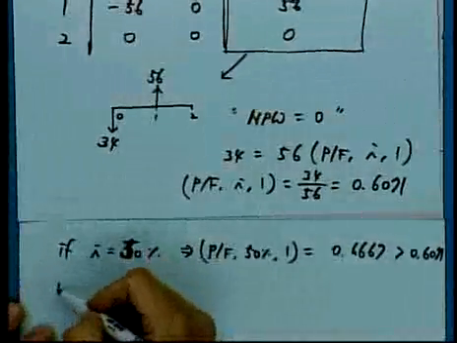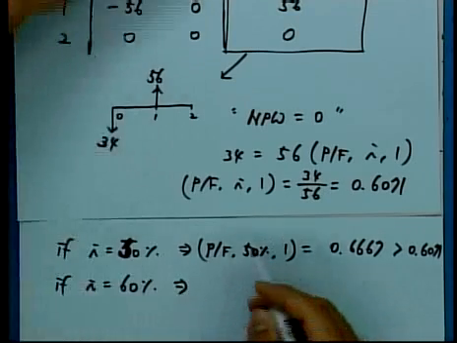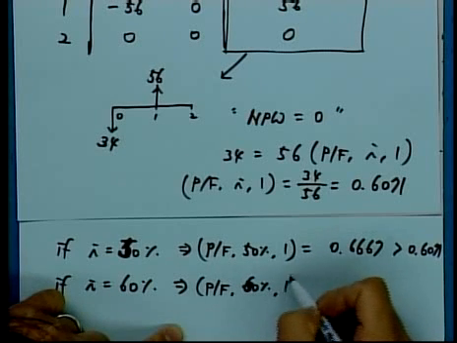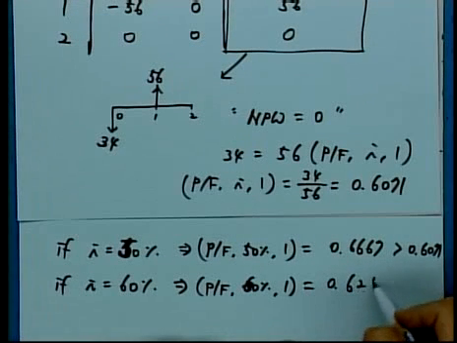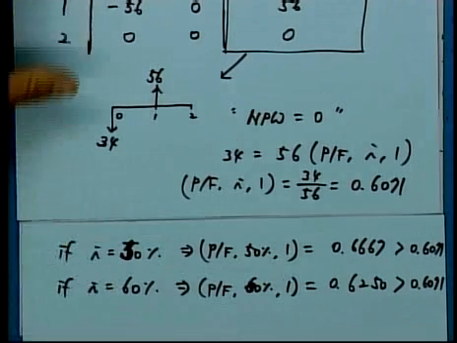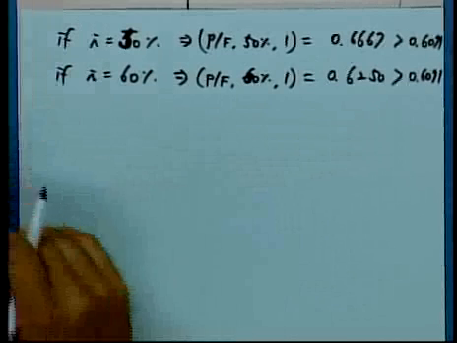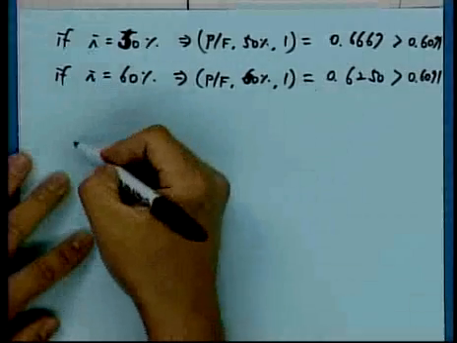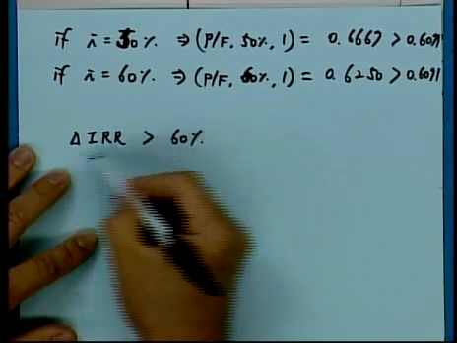So you need to look at higher interest rate, which is 60%. Then P given F 60% over 1 period would be 0.6250, which is still larger than 0.6071. Okay? So obviously, you will see that the incremental rate of return value should be greater than 60%. Okay?